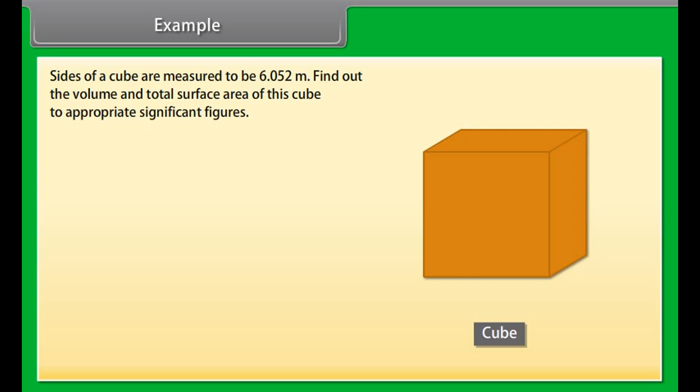Example. Let us take an example of significant figure. Sides of a cube are measured to be 6.052 meter. Find out the volume and total surface area of this cube to appropriate significant figures. Let us see the solution.